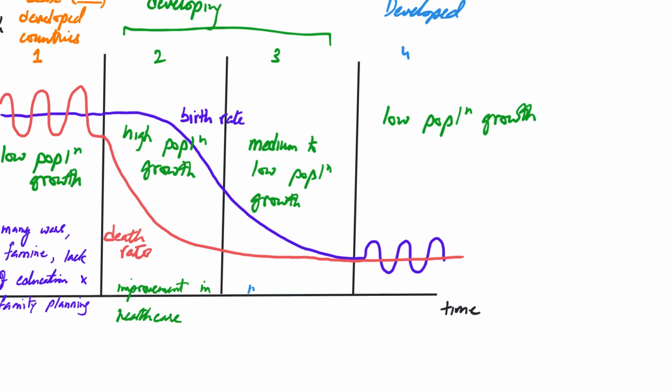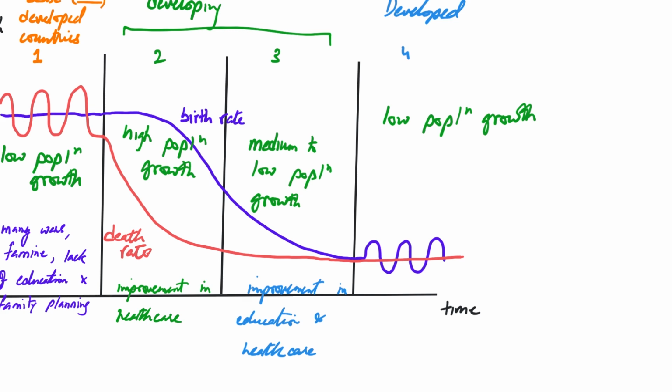In phase 3, there is an improvement in education and healthcare. Because of which the birth rate starts to go down, the death rate is already quite low.